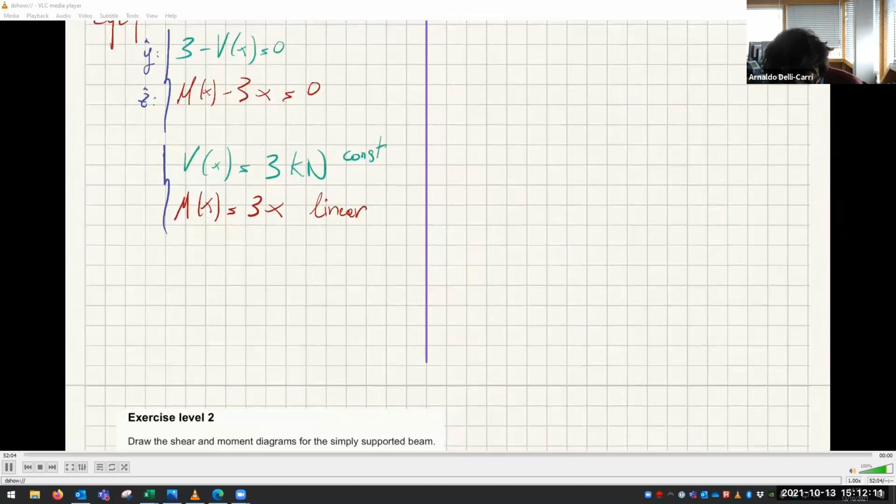Okay, so let's draw this later on, but let's start drawing this and this. This is the 4 meters. This is 0, 1, 2, 3, 4. This one is 6 meters.